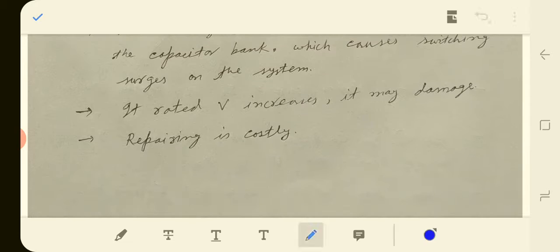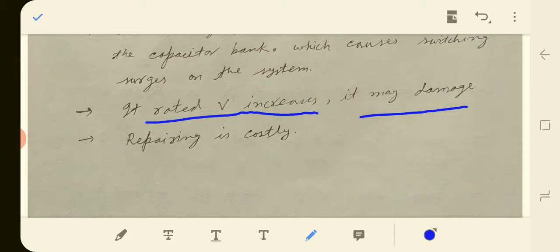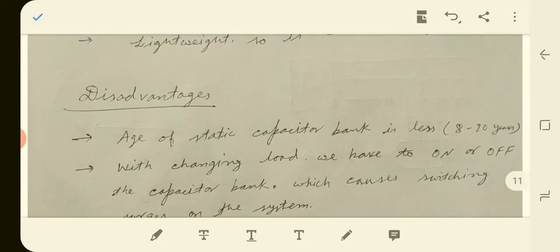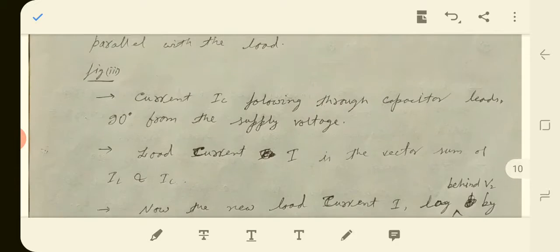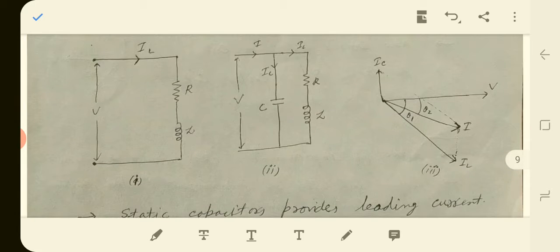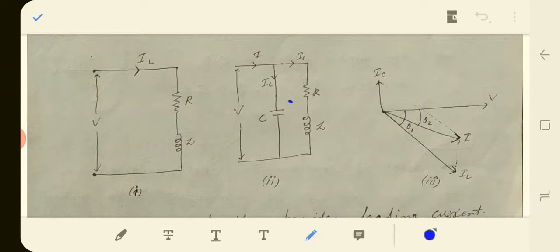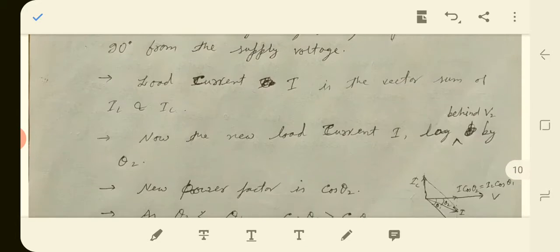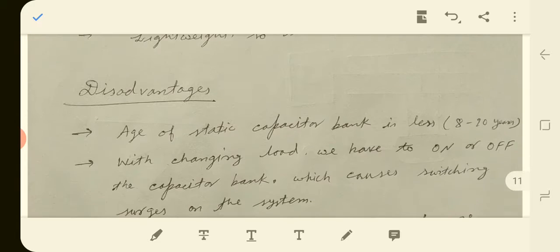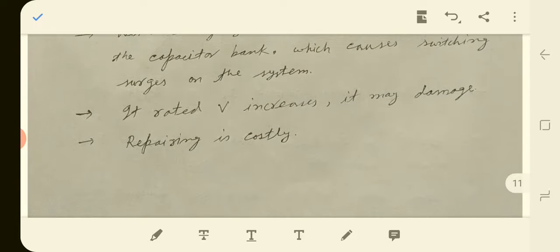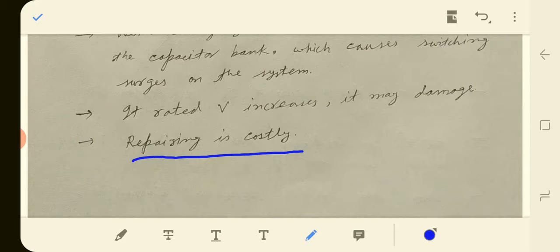The next one is that if the rated voltage increases, it may cause damage. As we have seen, the capacitor was connected directly to the power supply, in parallel with the power supply. The complete voltage V is acting across the capacitor. So as the voltage increases, it may damage the capacitor. The next one is that repairing is costly.